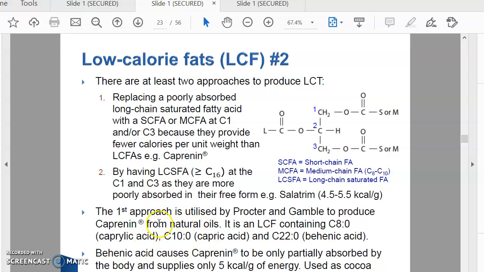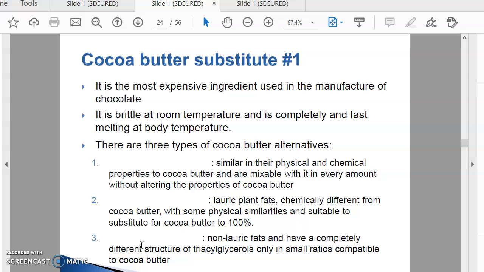Okay, this is an example of the production. Cocoa butter substitute. Cocoa butter is the fat that you produce from the cocoa during the production of chocolate. It is very expensive, and it is brittle at room temperature. Okay, there are 3 types of cocoa butter alternative, so again, you need to fill in the blanks. The first one, I think, is the cocoa butter substitute, the second one is cocoa butter replacer, and the third one is cocoa butter equivalent.